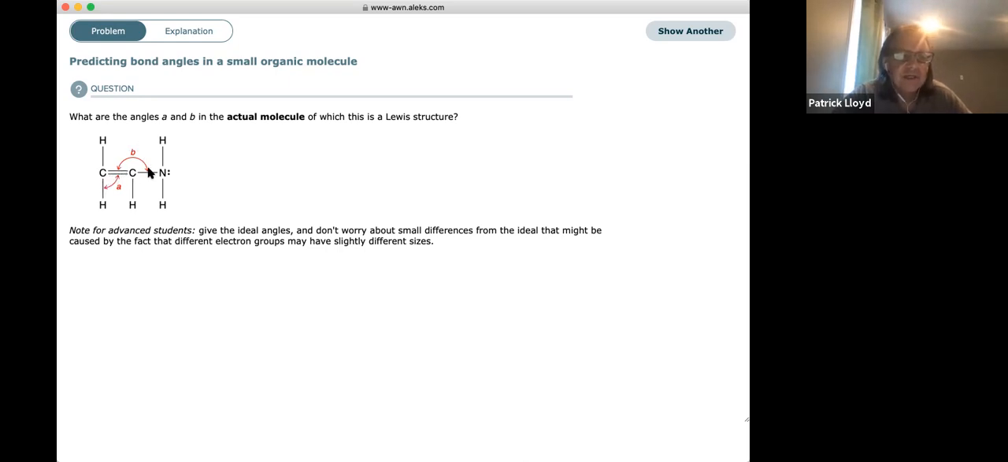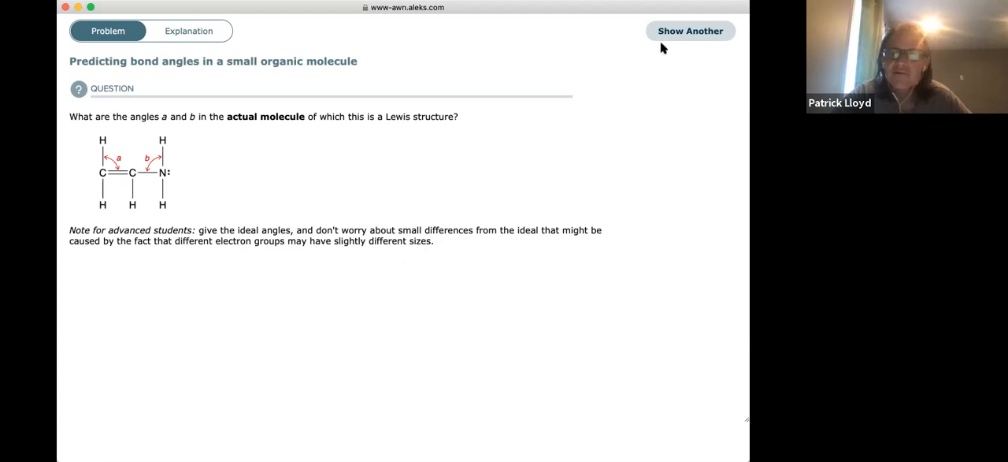Now angle B is for this carbon. So what is it attached to? This carbon has one surrounding atom, two surrounding atoms, three surrounding atoms. So that's AX3. AX3, no lone pairs. AX3, again, trigonal planar, 120 degrees. Okay, so angle B would be 120.